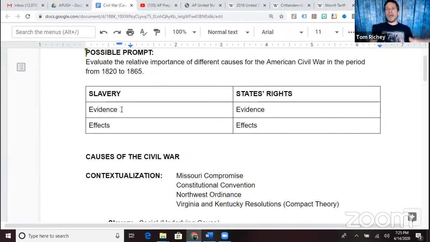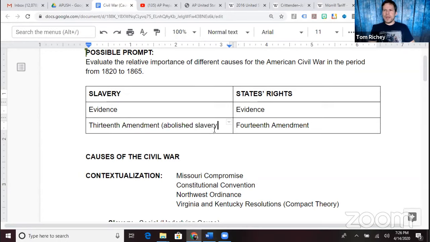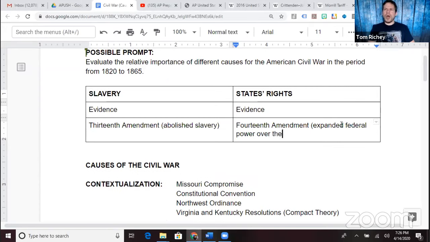When we think about slavery and states' rights and the effects, we could think about the 13th Amendment for slavery, and for states' rights, the 14th Amendment. The 13th Amendment abolished slavery, while the 14th Amendment expanded federal power over the states. It was the first amendment that really went in and said so, because the Bill of Rights was about protecting the states from the federal government.